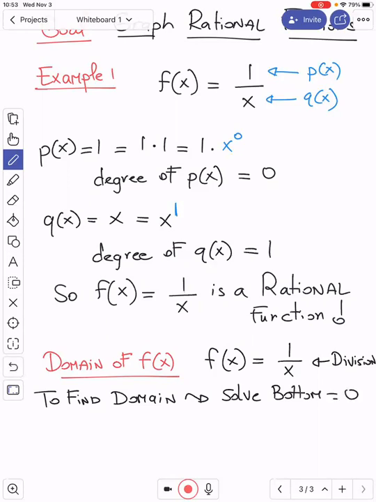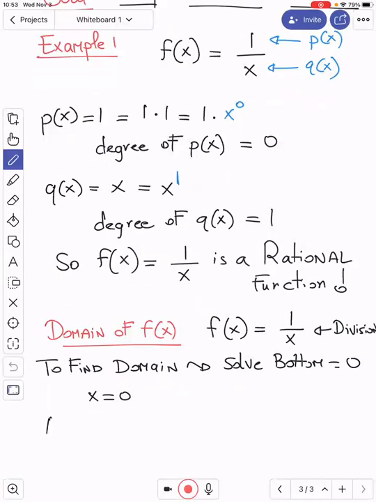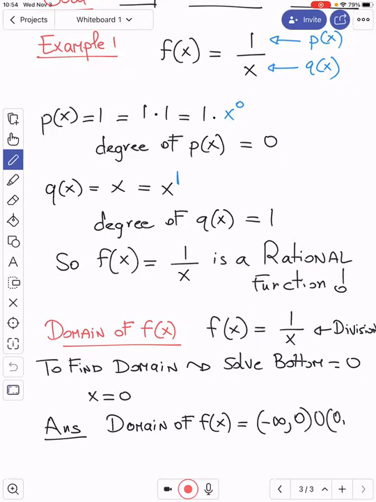All right, so the denominator here is very simple. It's x equal to 0. Right? So the domain of f would be any real number except 0, because if x is 0, the denominator is going to be 0, and we're not allowed to divide by 0. So the domain of f of x would be negative infinity to 0, excluded, union, 0 to positive infinity.